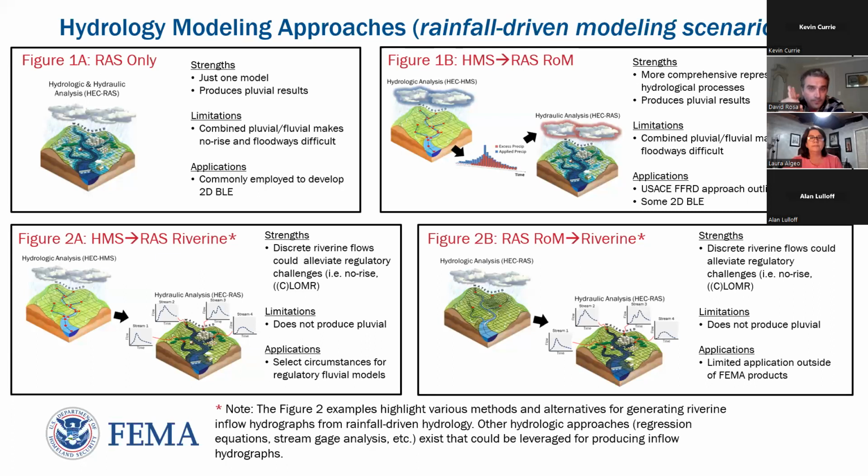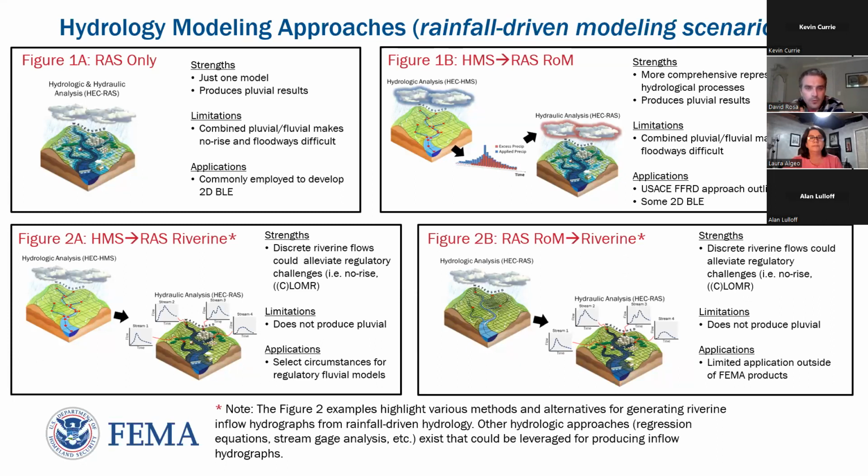On the top right is the modeling approach that we're actually leveraging in the future flood risk data, where we're coupling HMS, HEC-HMS, which is a hydrology model. We're coupling that to HEC-RAS, so we're dropping the initial rainfall in a hydrological model, more comprehensively accounting for hydrological processes, then exporting the stream flow and the excess precipitation into HEC-RAS to produce both pluvial and fluvial flooding.